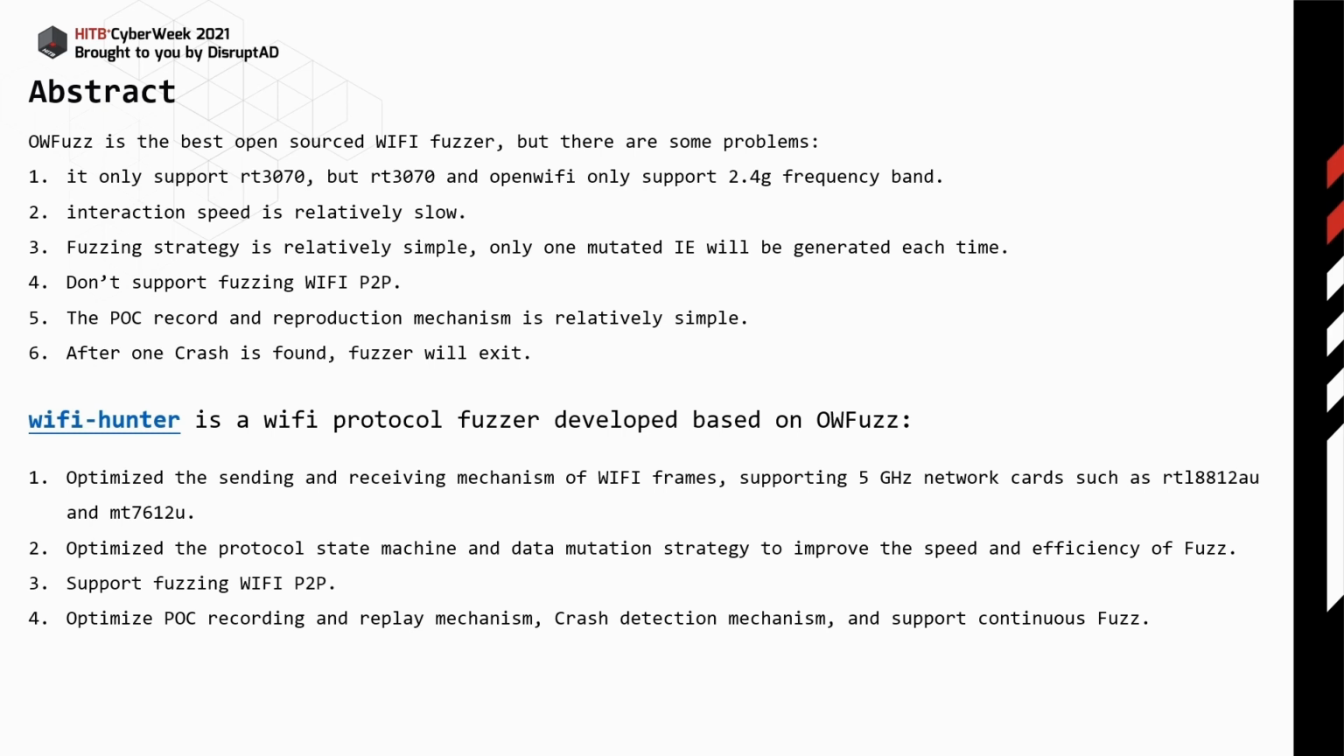Wifi-hunter is a Wi-Fi protocol fuzzer developed based on OW fuzzer. Its main optimizations are as follows. First, it optimizes the send and receive mechanism of Wi-Fi frames, which makes it support 5G band network cards such as RTL8812AU and MT7612U. Second, it optimizes the protocol state machine and data mutation strategy to improve the speed and efficiency of fuzzing. Third, it supports fuzzing Wi-Fi P2P. Fourth, it optimizes the POC recording and replay mechanism and crash detection mechanism, and supports continuous fuzzing.